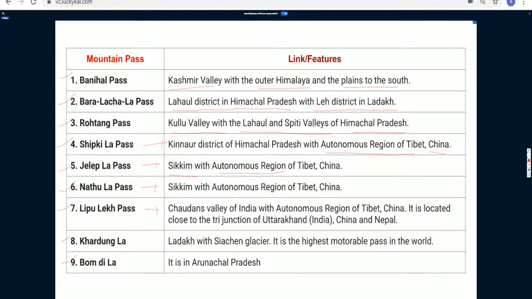Again Lipu Lake Pass. It connects Chaudhan's Valley of India with autonomous region of Tibet, China. It is located close to the tri-junction of Uttarakhand, China and Nepal. It is in the tri-junction of India, China and Nepal. This Lipu Lake Pass is very important.